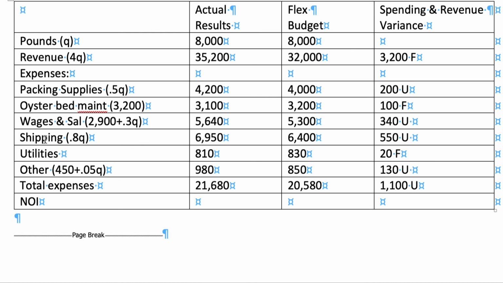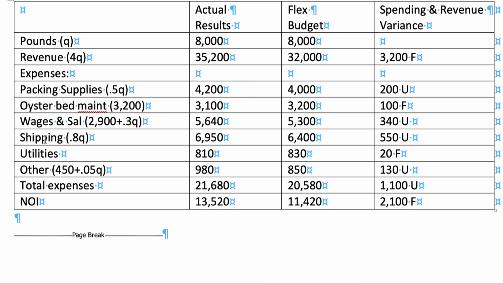Again, revenue minus total expenses. The actual net operating income is $13,520. The flex budget net income should be $11,420, and our variance is $2,100. Favorable or unfavorable? It is favorable.